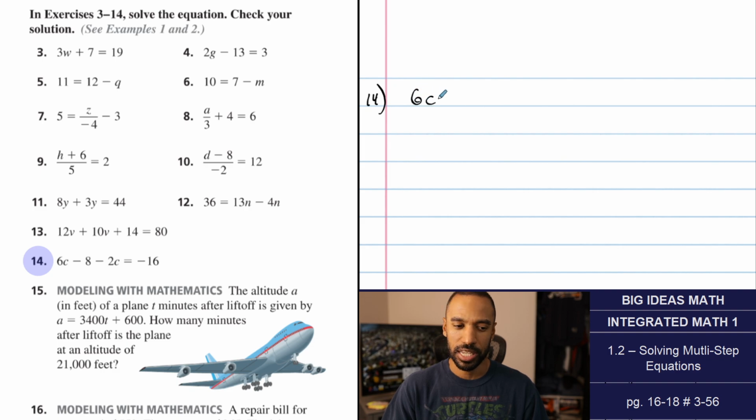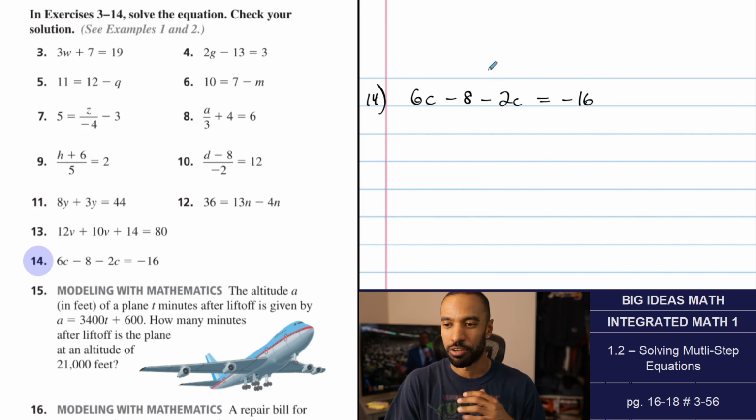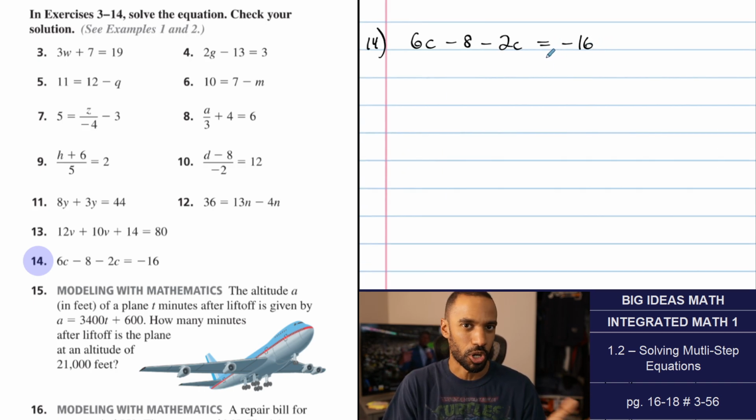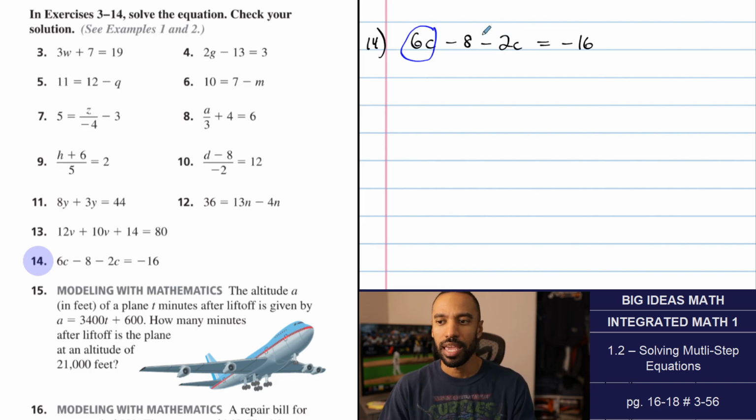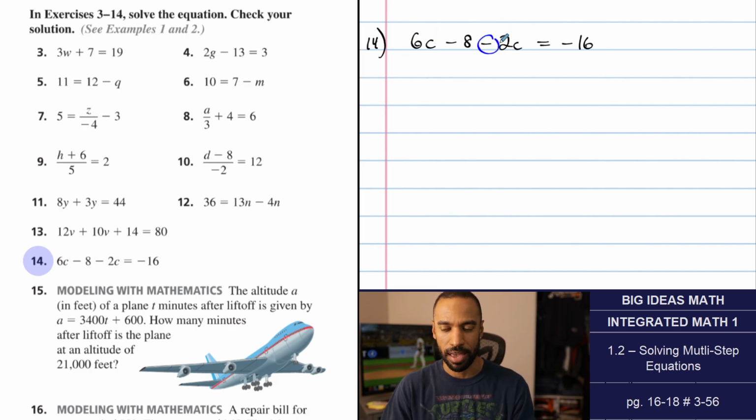All right, number 14, 6c minus 8 minus 2c equals negative 16. Now, there's something I wish they did a little differently with the problem so I could talk about it. I'm sure we're going to hit it at some point in our math life. But 6c and negative 2c are the ones that can combine, right? And that's true. But what I want to make mention of that doesn't really work on this problem is that this is the minus we have to focus on for 6c minus 2c. It is not this 6c minus 2c.